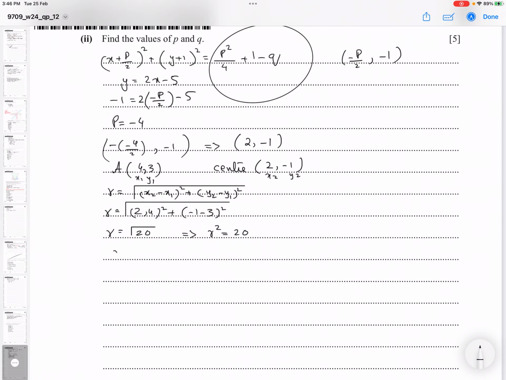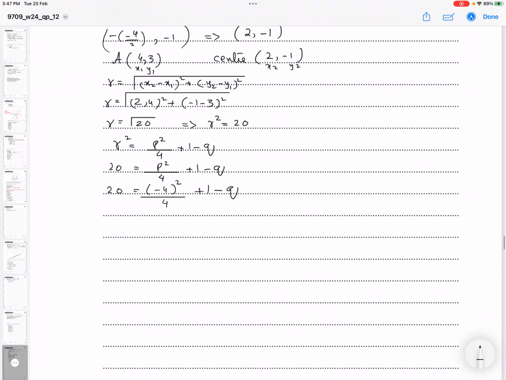So I can write r squared equals p squared over 4 plus 1 minus q. So 20 equals p squared over 4 plus 1 minus q. So 20 equals, the value of p was negative 4, squared over 4, plus 1 minus q, and from here your q equals negative 15.